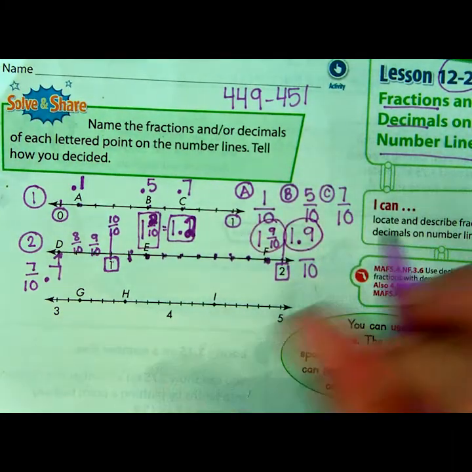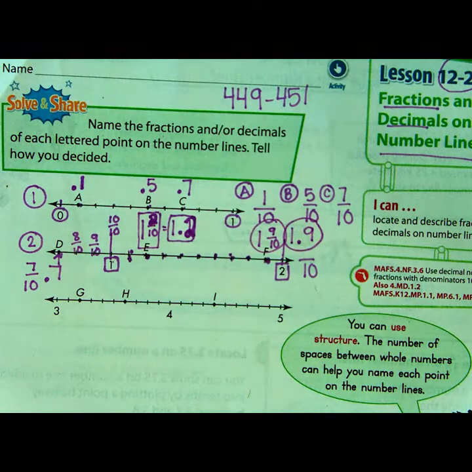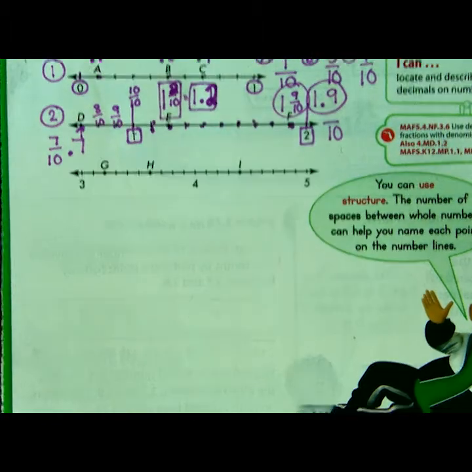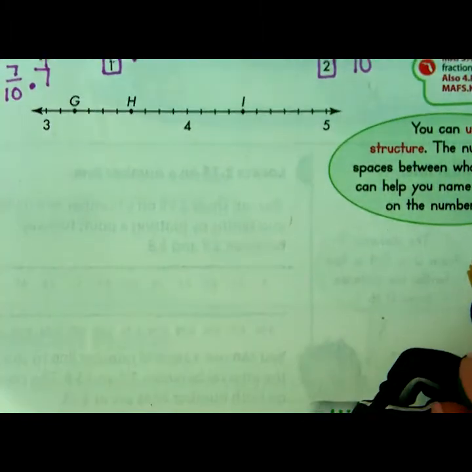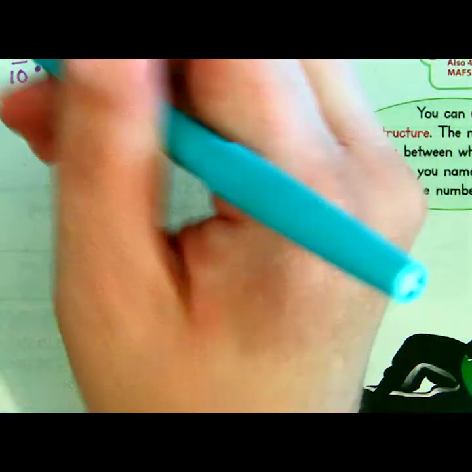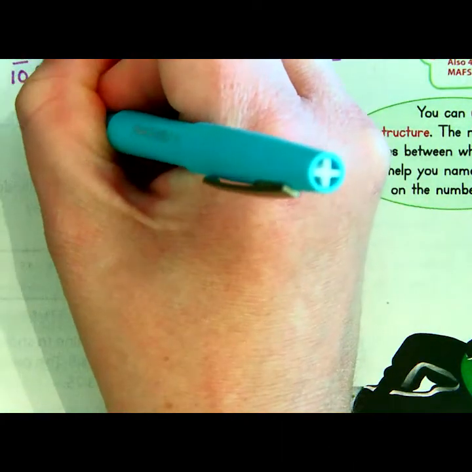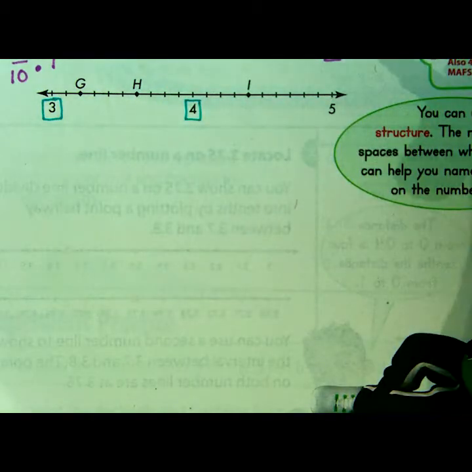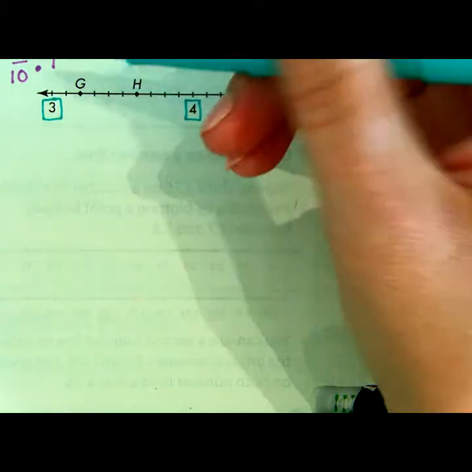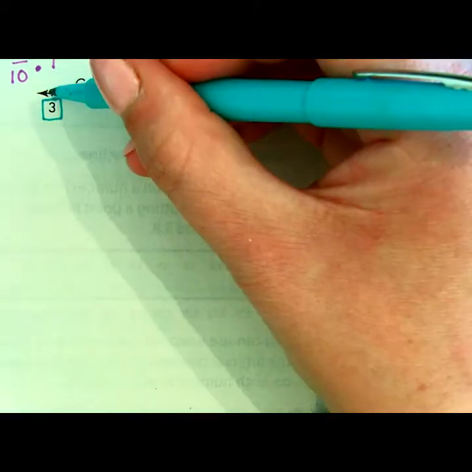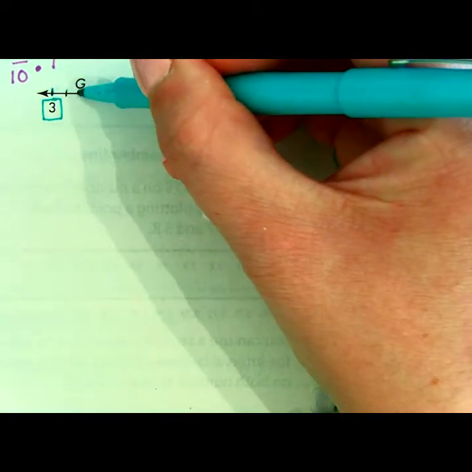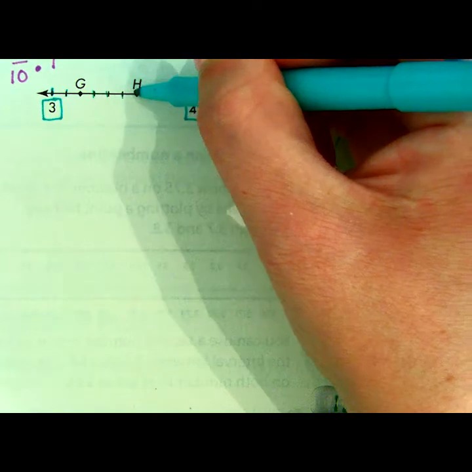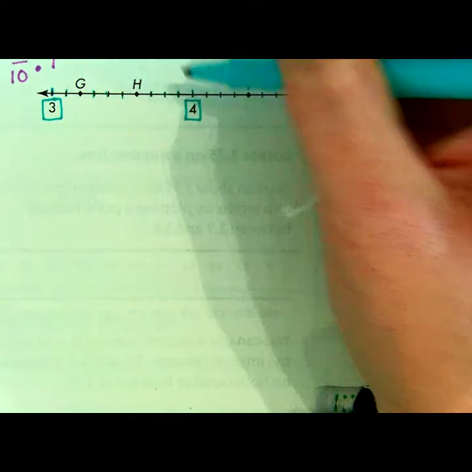Let's look at the last number line. I'm going to write in a different color because I feel like they're kind of getting jumbled together. So now on this last one, let me zoom in so the others are kind of out of your way. Again, I'm first going to look at this whole number, 3, and this whole number, 4. They're kind of like your anchor points where you begin. And I'm going to count to see how many marks are between. So I start here, I see 1, 2, 3, 4, 5, 6, 7, 8, 9, and 10. They're working with tenths again.